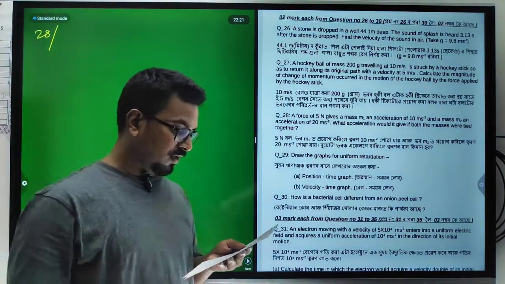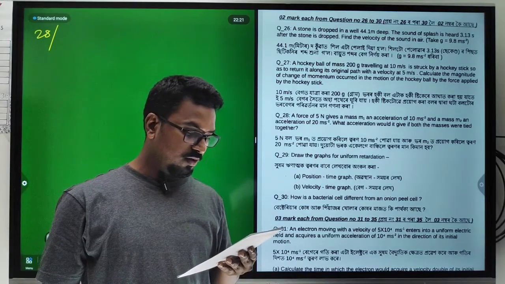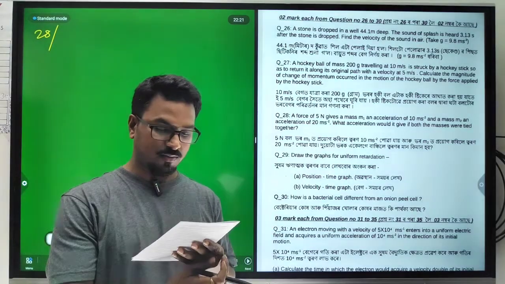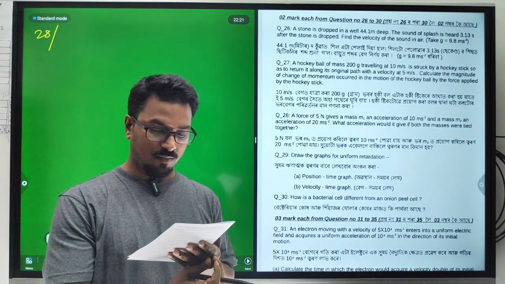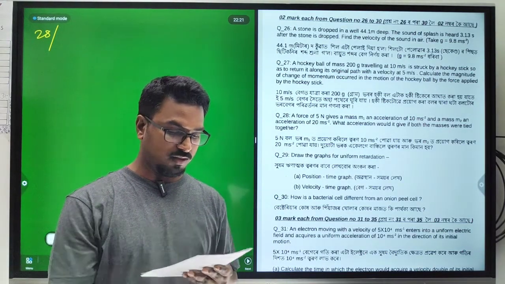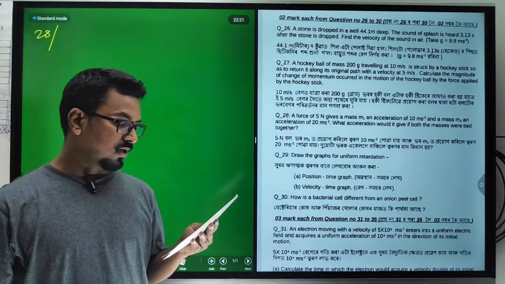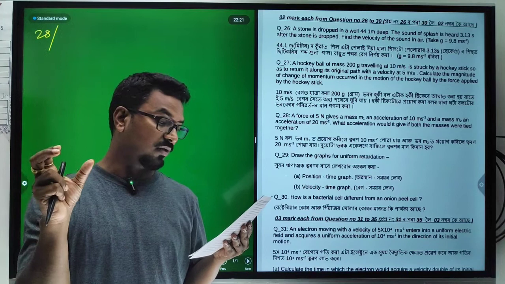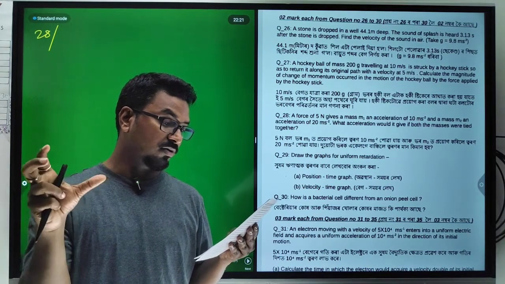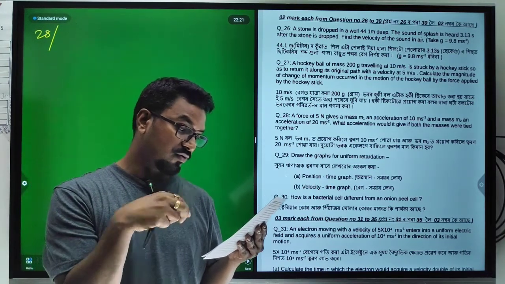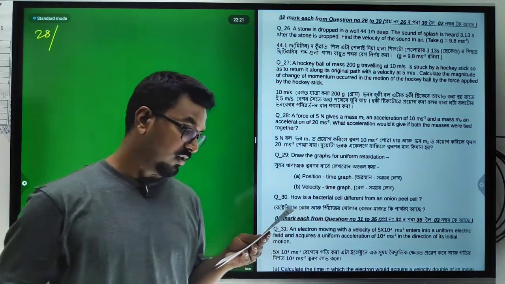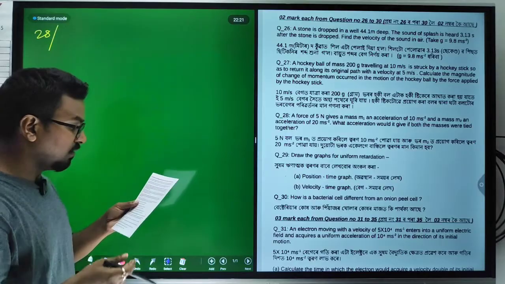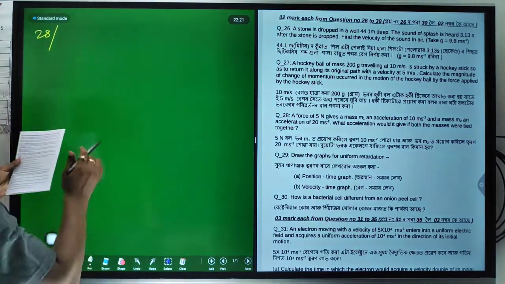A force of 5 newton gives a mass m1 an acceleration of 10 meter per second squared and a mass m2 an acceleration of 20 meter per second squared. What acceleration would it give if both the masses were tied together? If the two masses are tied together, what will be the new acceleration if the same force is applied? Okay, so first we have to find the masses m1 and m2.